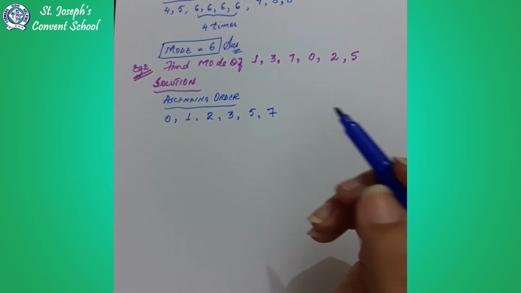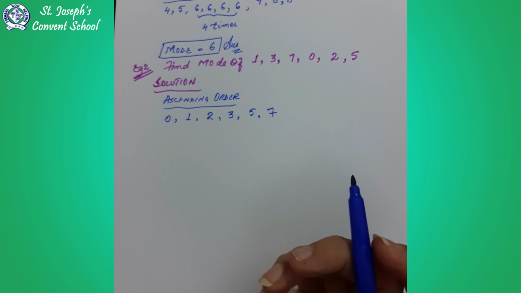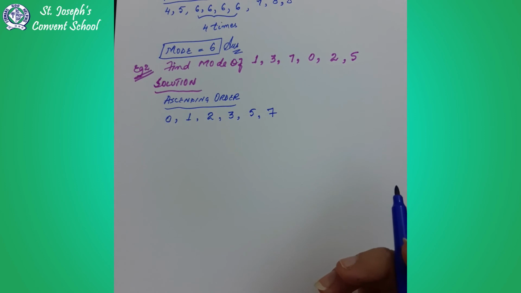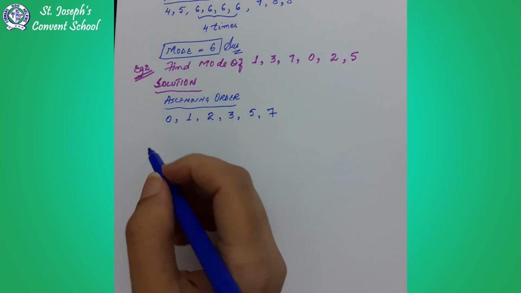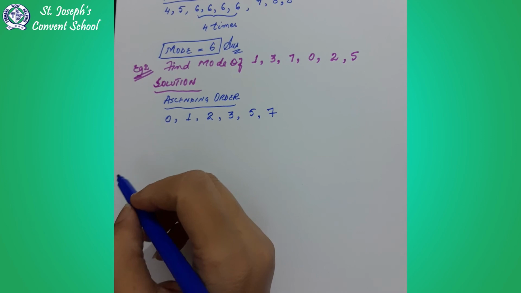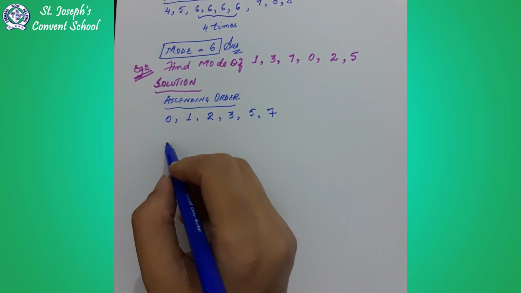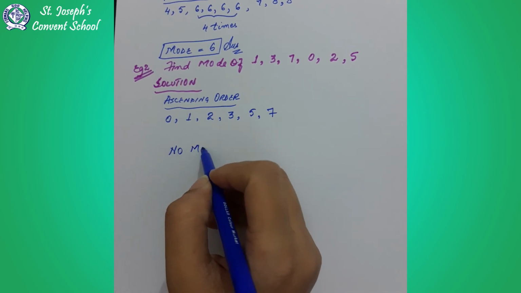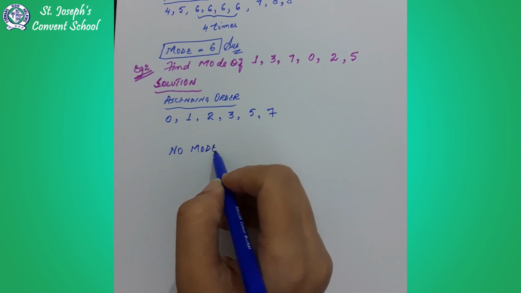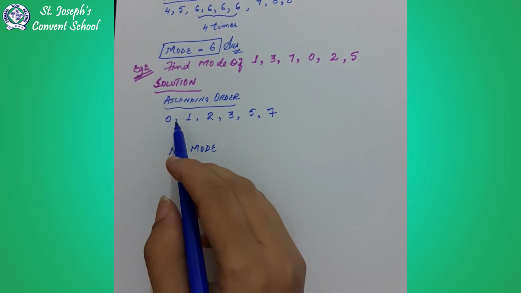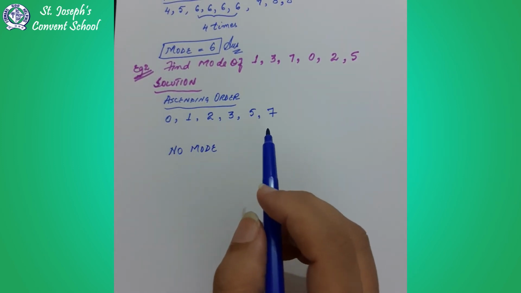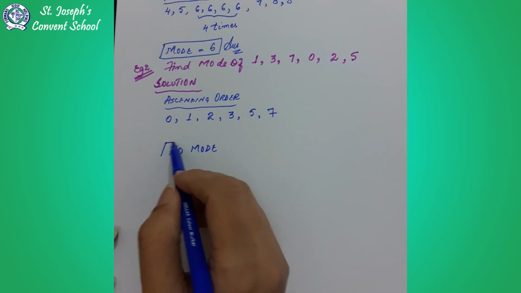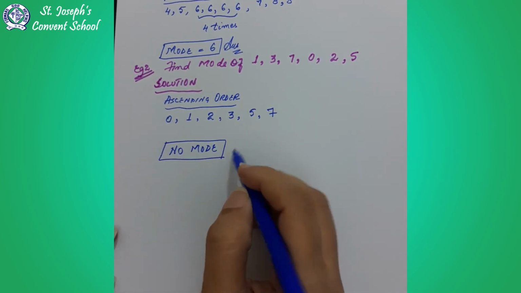Now you can see no number is repeating. So when numbers are not repeating, you can say there is no mode. In the answer you will write no mode. Don't write 0, because 0 is a number. All are coming once in the data, so you can say that there is no mode.